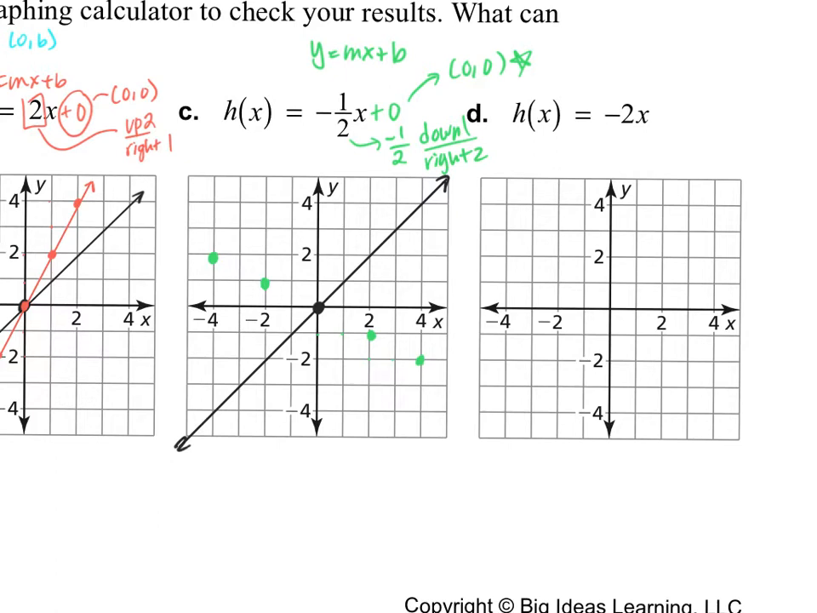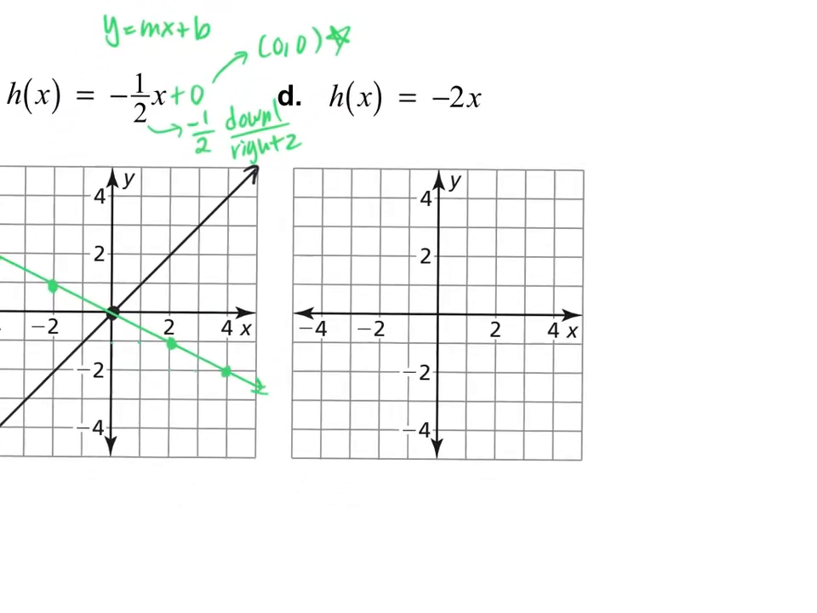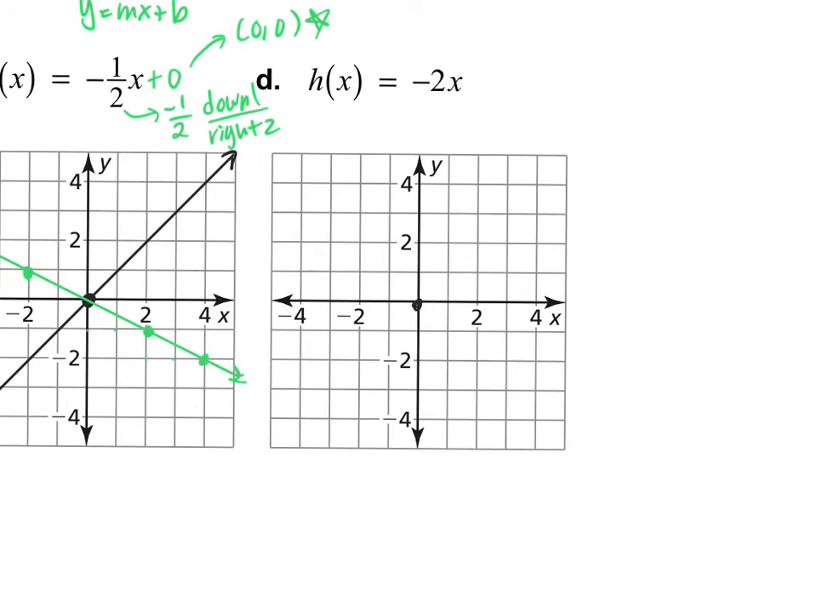Oh, that didn't work, did it? Let's try this again. There we go. All right, and let's put our arrows here. Perfect. All right, so let's look at the next one. We have h of x is equal to negative 2x. So think y equals mx plus b. First, let's do our original parent function line.